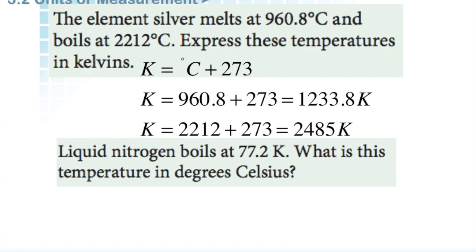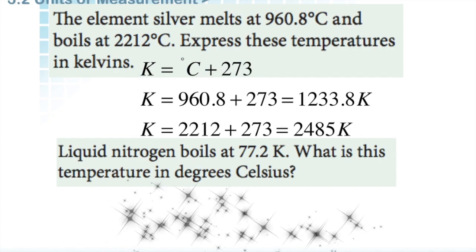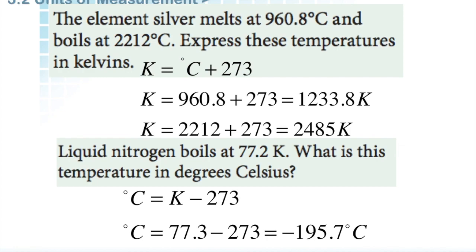Now, the next one: liquid nitrogen boils at 77.2 Kelvin. That's a pretty low temperature. What is this temperature in degrees Celsius? Well, we're going to use the opposite equation, C equals K minus 273. I mistakenly put 77.3 instead of 77.2, but instead of adding 273, we're going to subtract. So when I subtract 273 from 77.3, I get negative 195.7. If you did it correctly, you would have gotten negative 195.8.